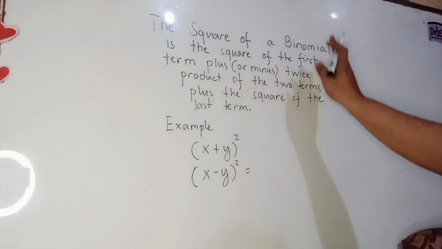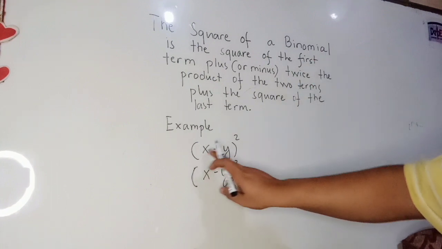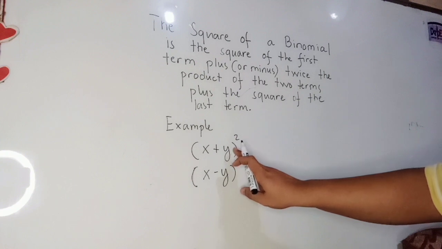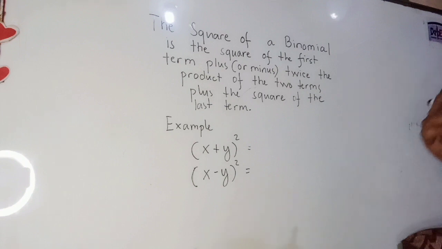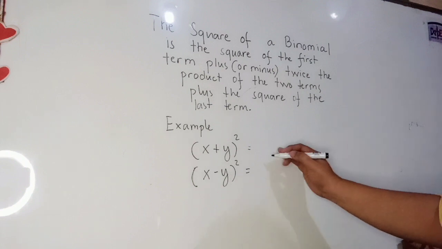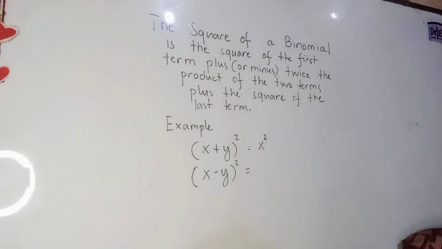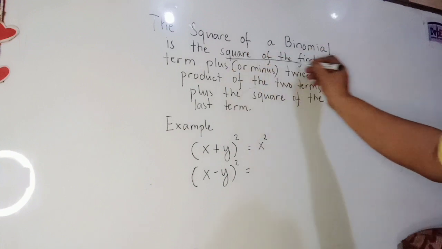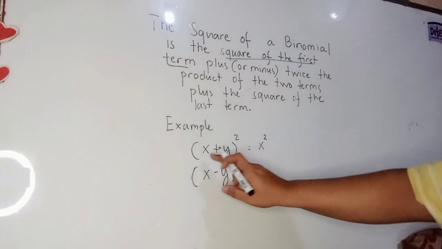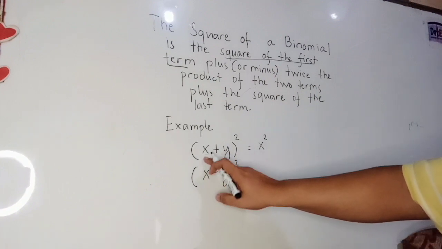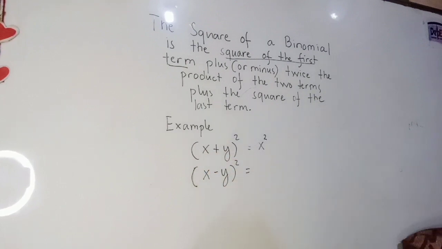Now, let's start with (x + y) squared. The square of a binomial is the square of the first term. So, what is our first term? It's x, no? And of course, our last term here in our binomial is y. So, when we say square of the first term, we are multiplying it to itself. So, this becomes x squared. We are squaring the first term, which is x, and that means we are multiplying x to itself. So, what is x times x? It will give us x squared.